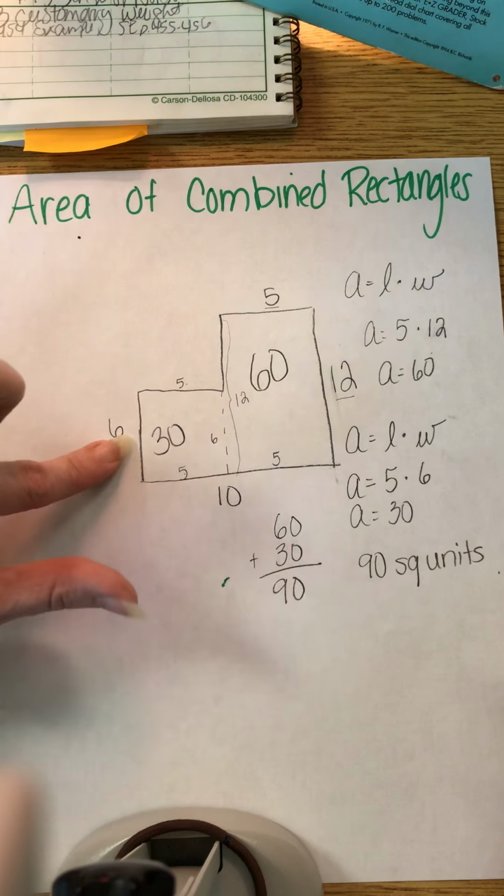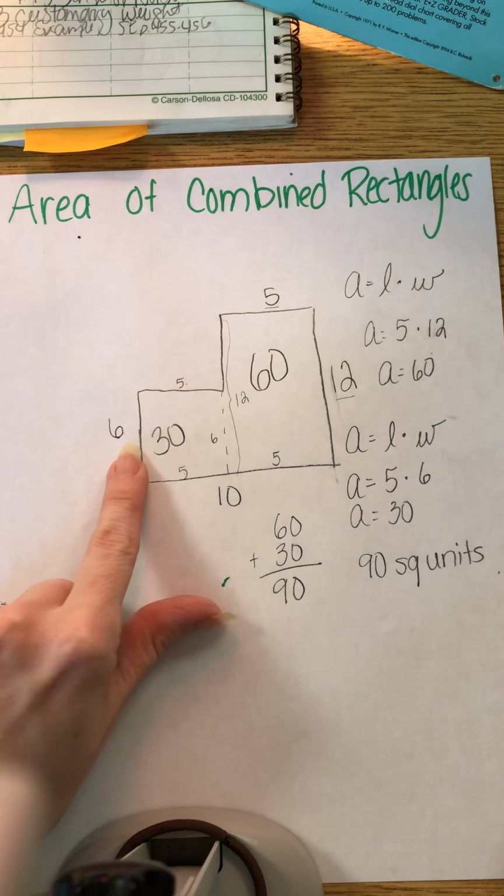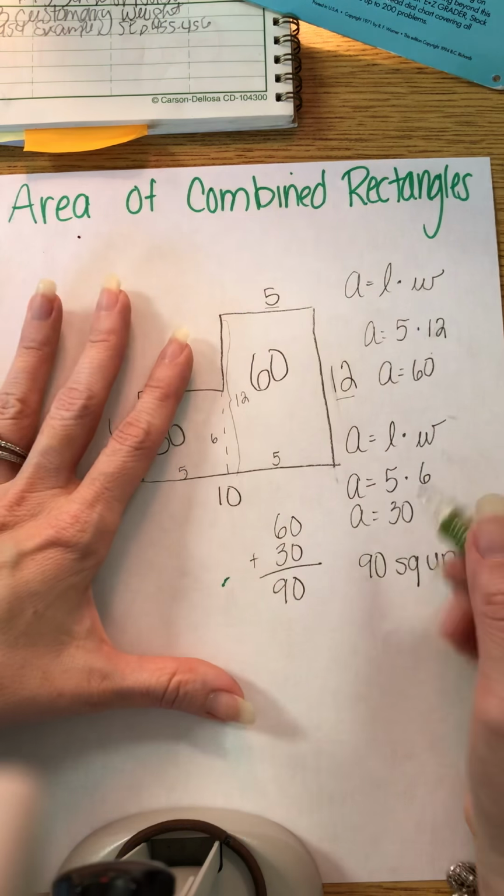If I had labeled it as centimeters, it would have written 90 square centimeters. If it had been inches, it would have written 90 square inches. But because I didn't give it a length unit, feet, inches, things like that, I am just going to use square units.